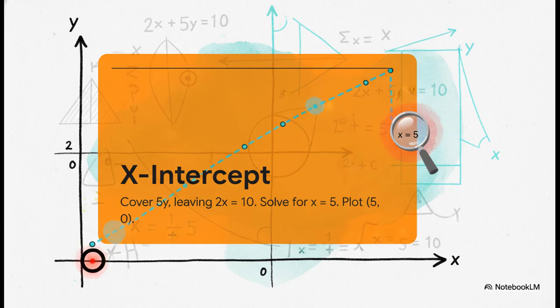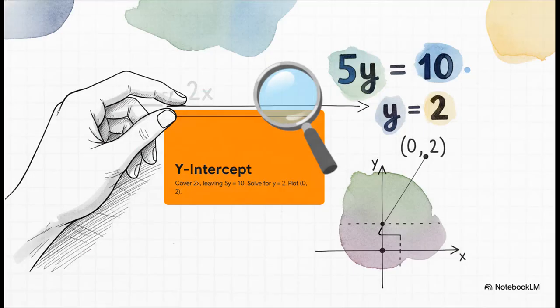Let's plot the point (5, 0), one down. And for the y-intercept, cover up the 2x. We're left with 5y equals 10. Again, easy math. Y equals 2. We plot (0, 2). Connect the dots, and we're done.